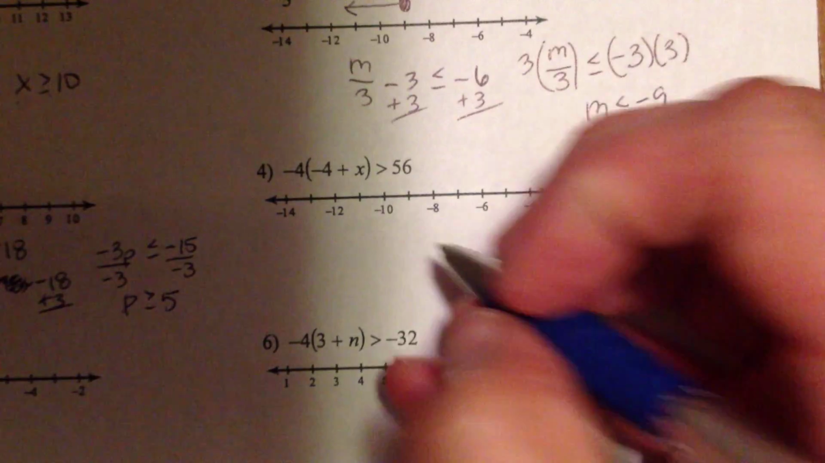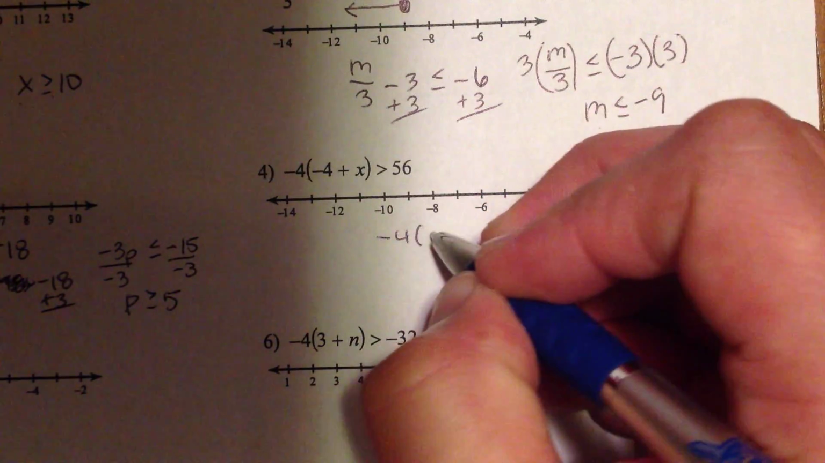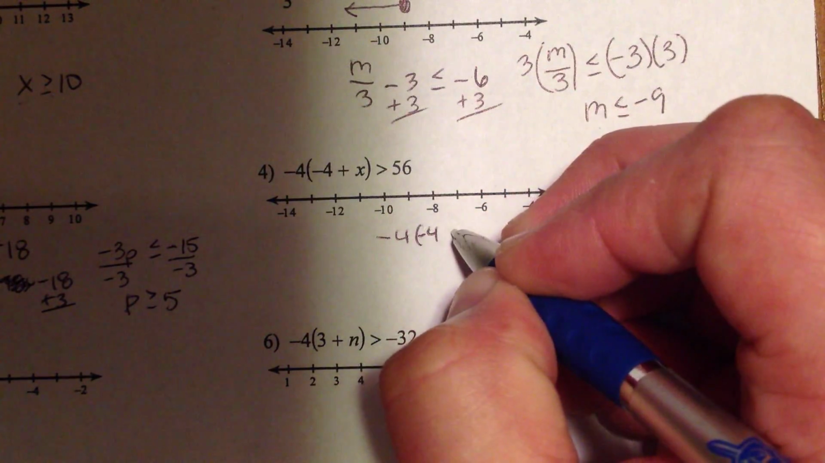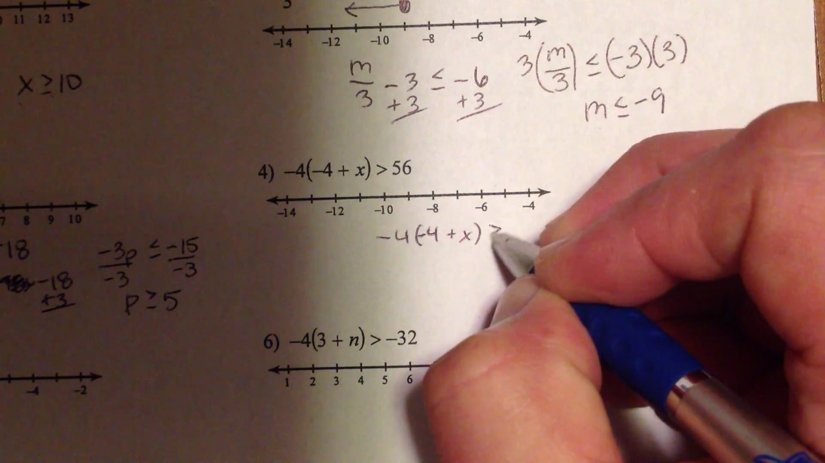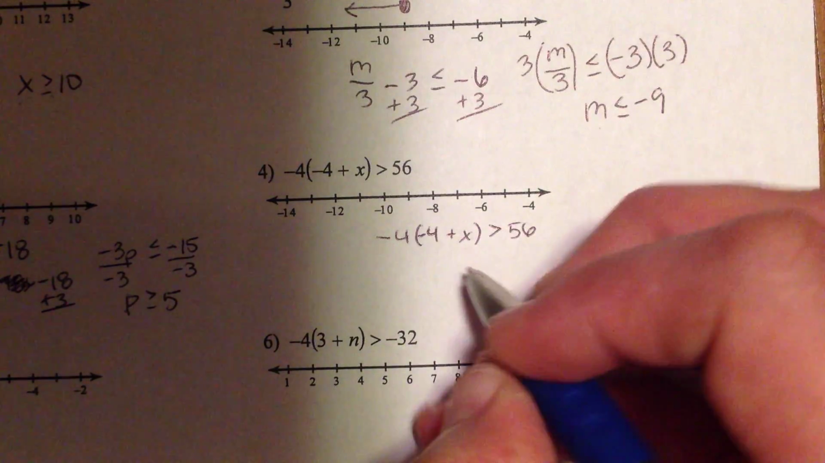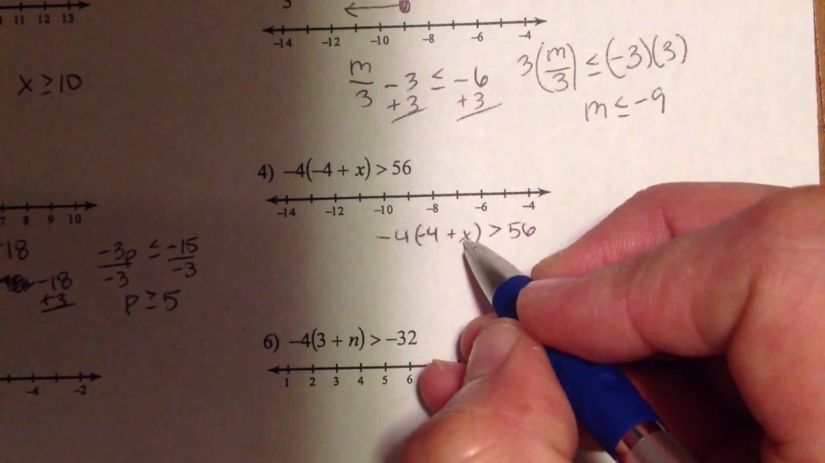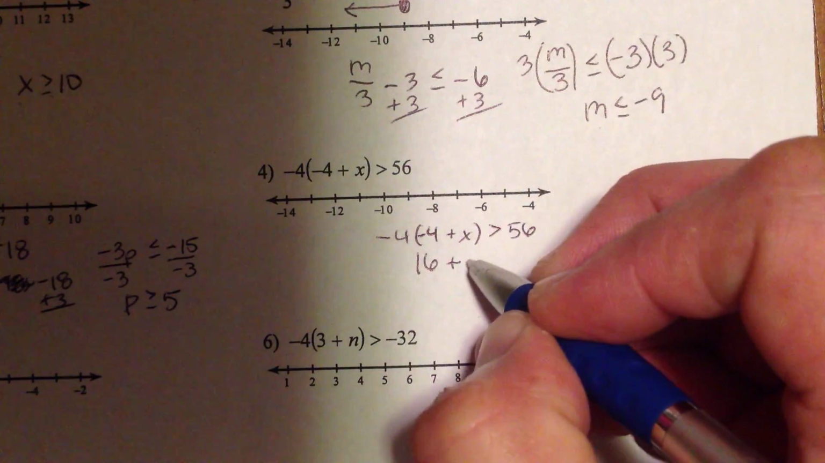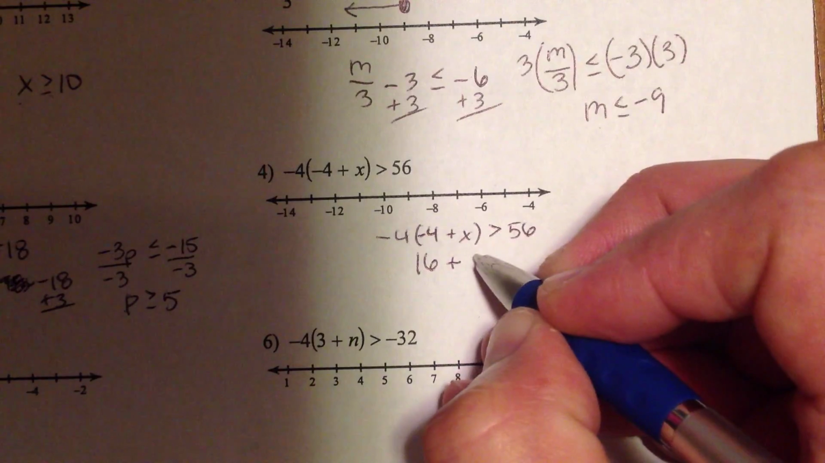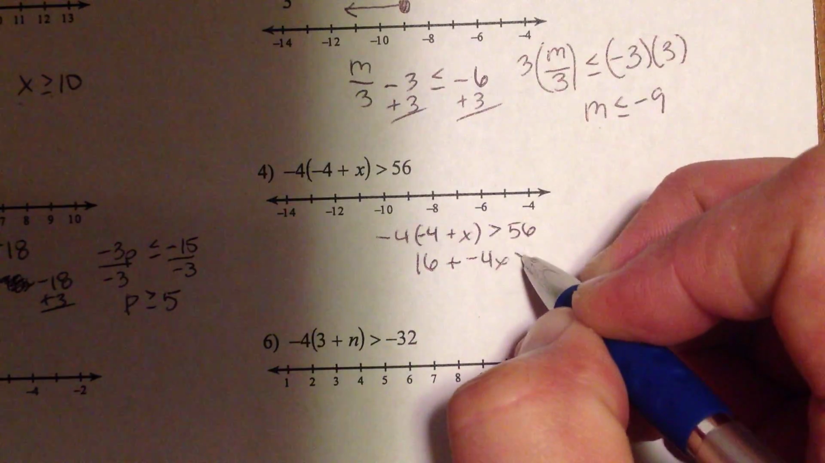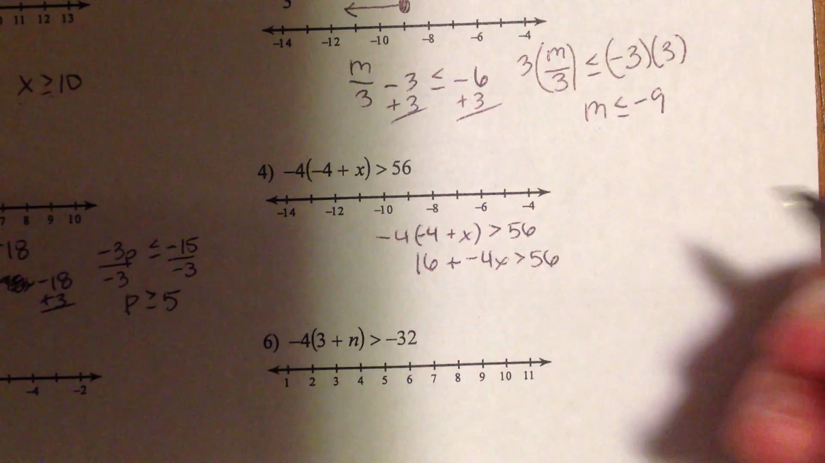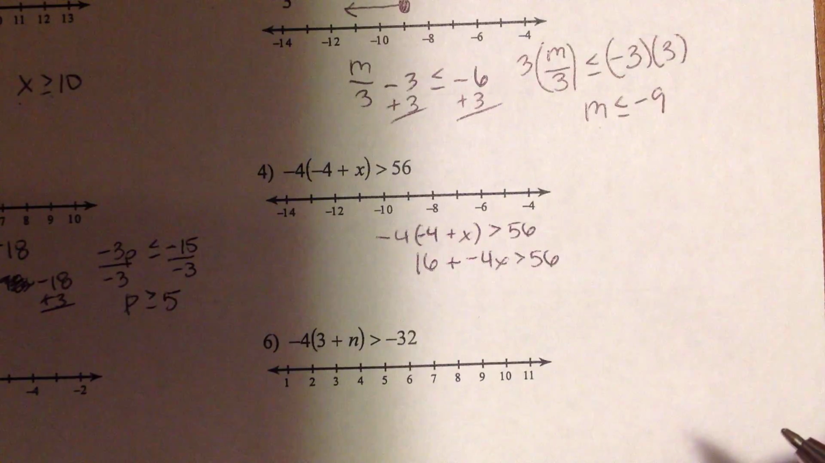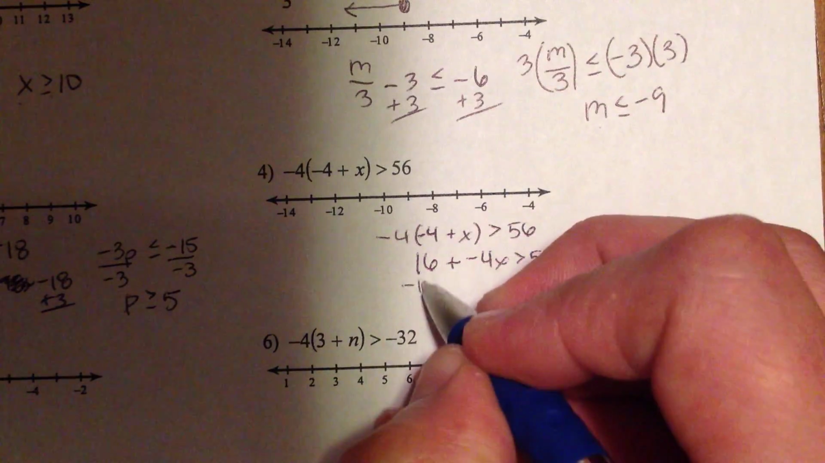Question number 4, another distributive property. Negative 4 times the quantity negative 4 plus x is greater than 56. Again, I multiply negative 4 by both terms inside. Negative 4 times negative 4 is 16. Negative 4 times x is negative 4x, still greater than 56. I still have to remove the adding or subtracting first. I have to subtract 16 from both sides.